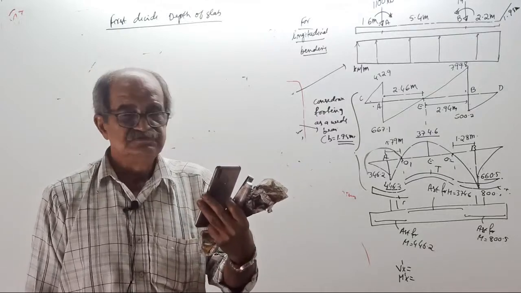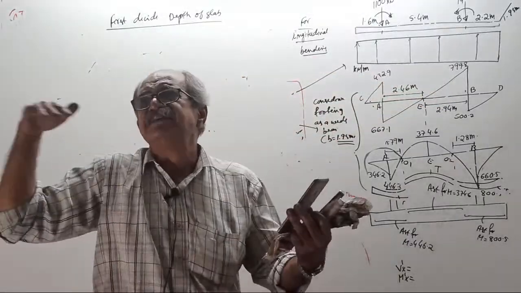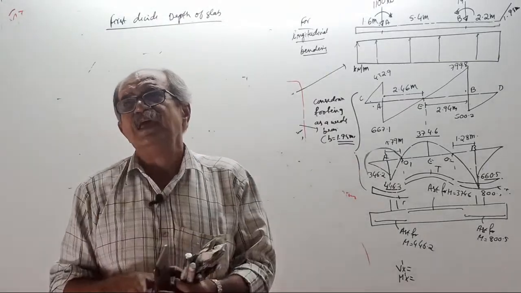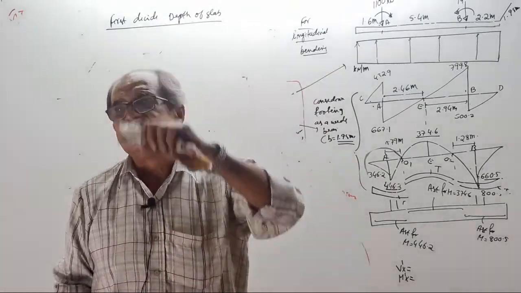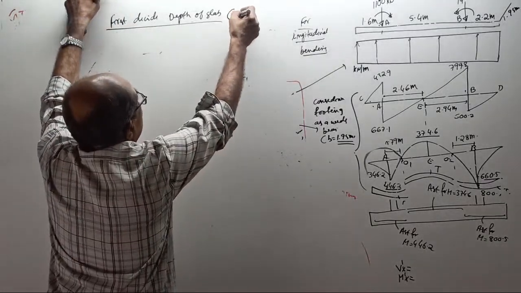You call it thickness when the plan area is much bigger and the thickness is smaller. Then you call it depth only. Even in RCC, thickness is the depth only. Okay, now, that is D, capital D. Start.